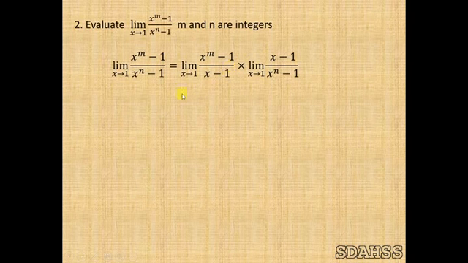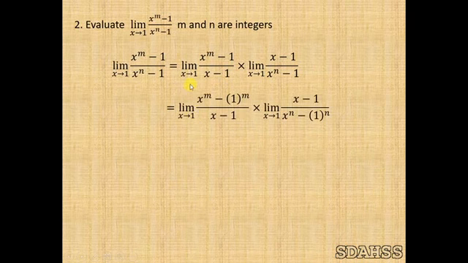So now this can be written as the limit as x tends to 1 of (x^m minus 1) divided by (x minus 1), into the limit as x tends to 1 of (x minus 1) divided by (x^n minus 1). First you multiply the numerator and denominator by x minus 1 and then separate the limit. This equals the limit as x tends to 1 of x^m, minus 1 which can be written as 1^m, divided by x minus 1, into the limit as x tends to 1 of x minus 1 divided by x^n minus 1, where 1 can be written as 1^n.